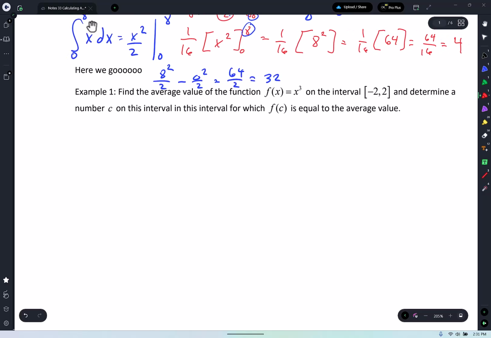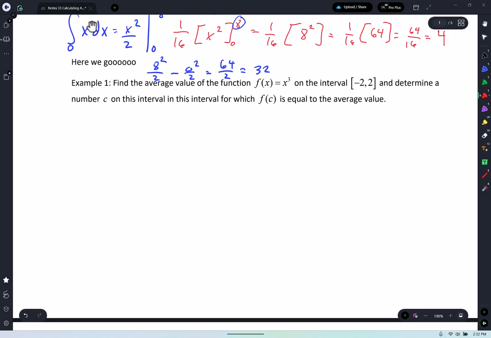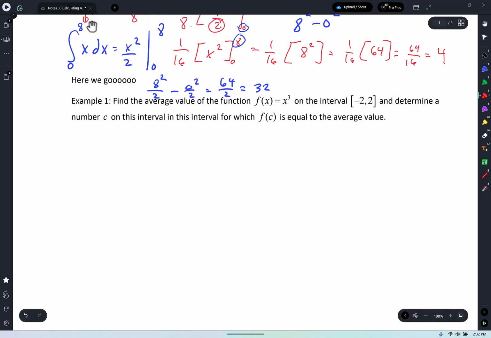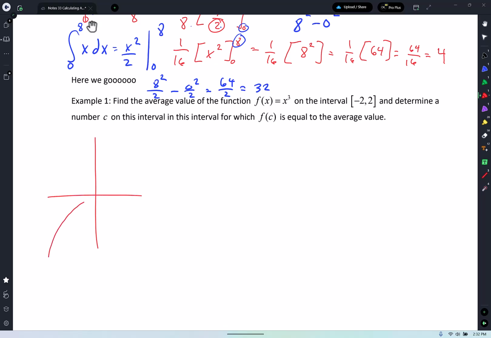All right, check it out, Kanduru. You're going to give me this answer, and I bet you're going to get it right. Use your intuition. Find the average value of the function x cubed on the interval -2 to 2. Does everyone know what x cubed looks like? Yeah. So check it out. It looks like this.